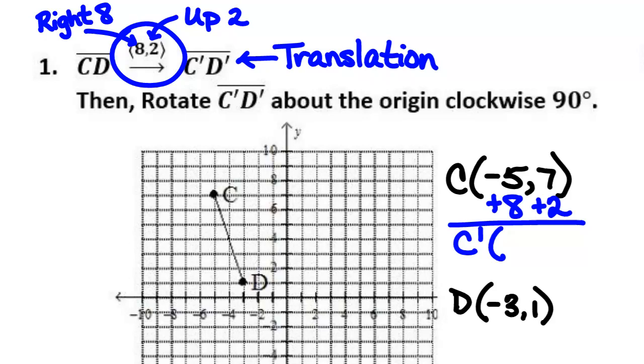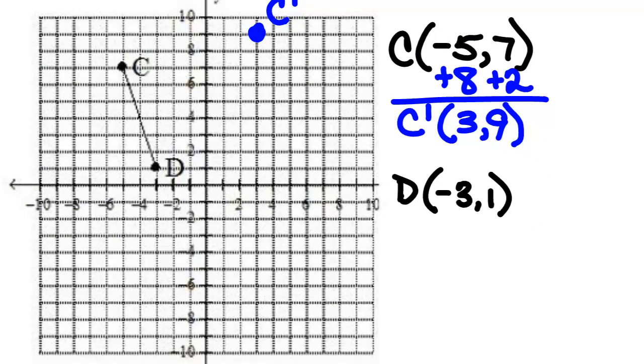It's not 8, 9, because I'm doing -5 plus 8. 3, 9. There we go. -5 plus 8 would be 3. 7 plus 2 would be 9. So 3, 9 for C prime. So right up here. There's my C prime.